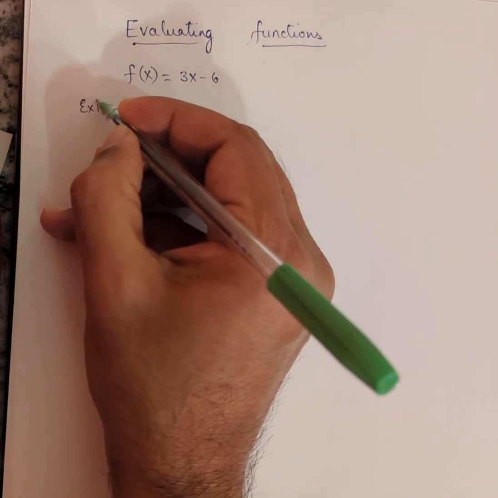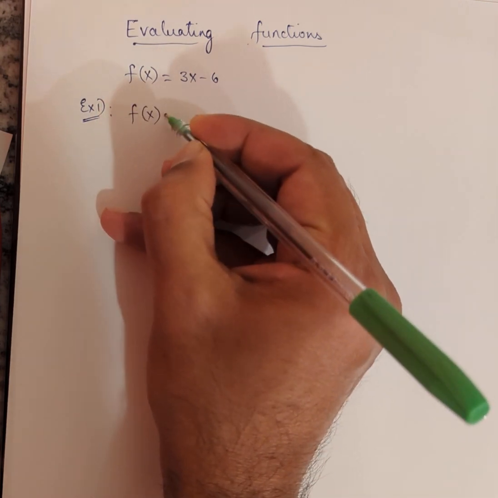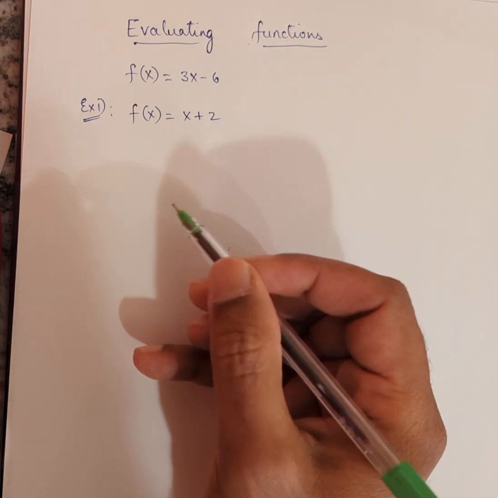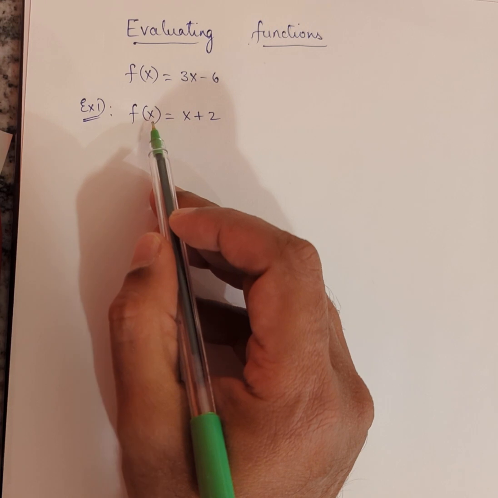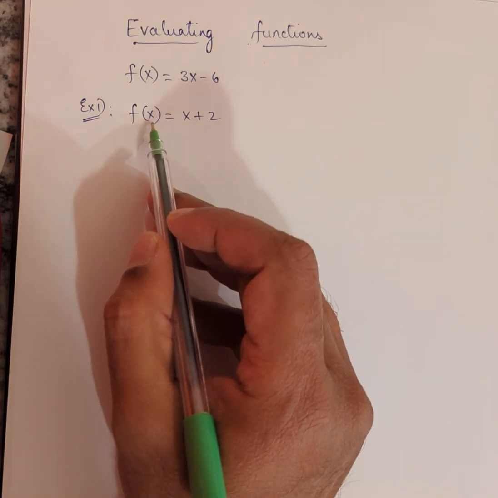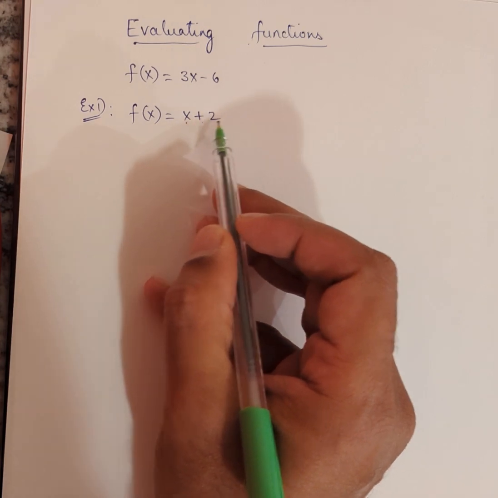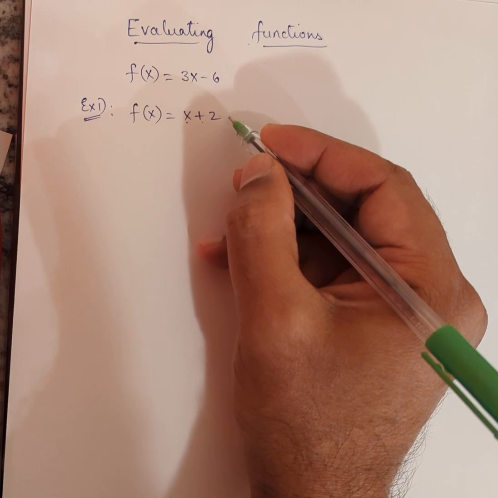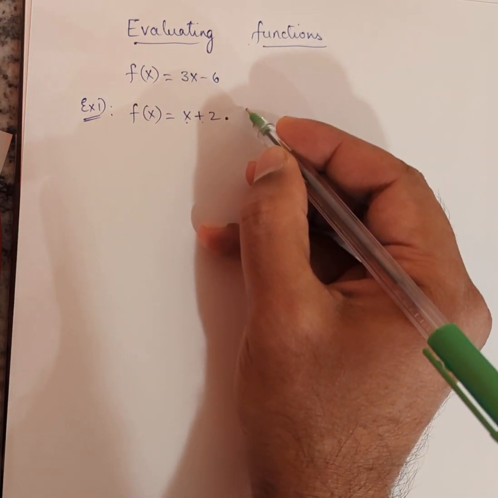Example 1, say f of x equals x plus 2. So when you see f of x, that means the input is x and the output is obtained by adding x and 2. You have to do x plus 2. Now, the problem would have to specify what input you're trying to find the output for.